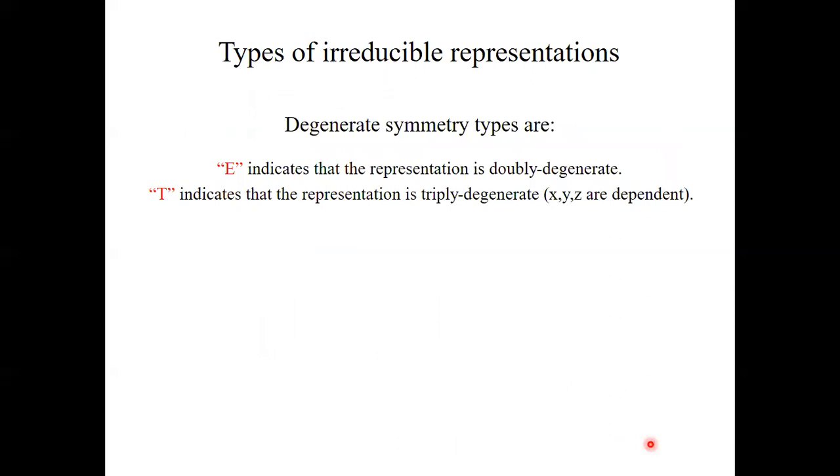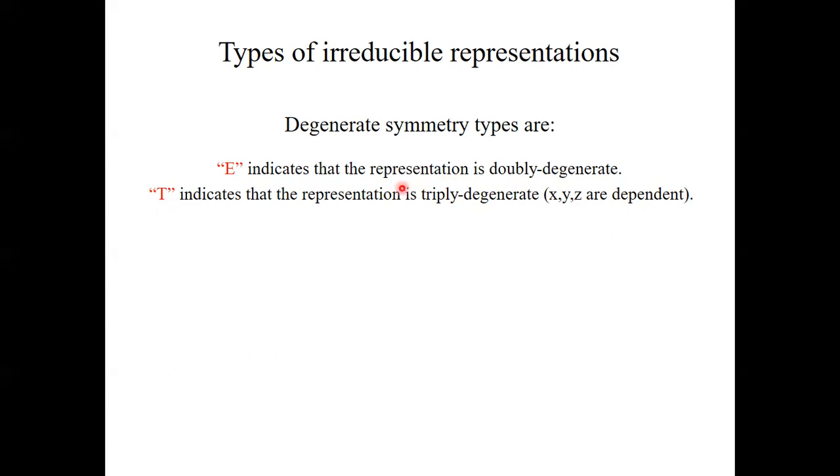All right. So now, in addition to double degeneracy, you can also have triple degeneracy. We already discussed that E indicates double degeneracy. That means the two coordinates transform dependent on each other. However, it can also be that 3 coordinates transform dependent on each other, and that then would be realized by a capital symbol of T. So in this case, x, y, and z are dependent.